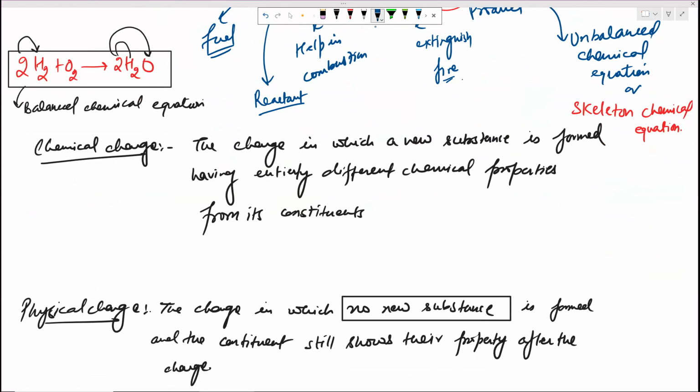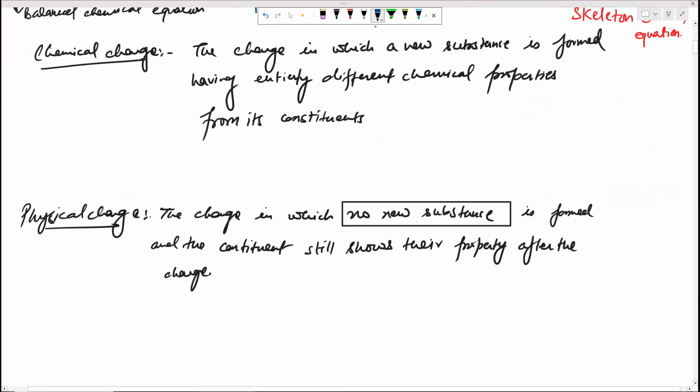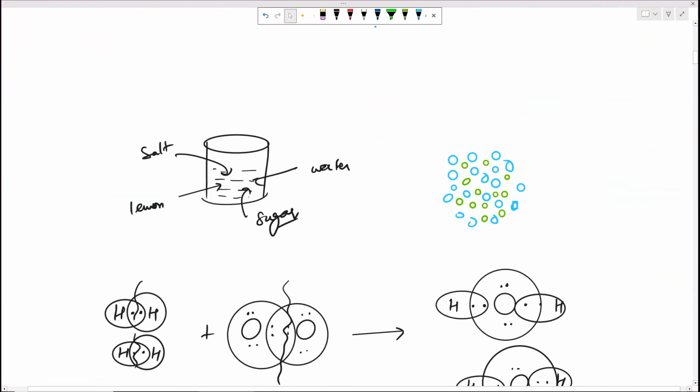Note it down, please. And the change in which no new substance is going to form: for example, if you take water and add some sugar to it, it will become sweet. Harshit? Yes, sir. Then you add some salt to it, it will give you the taste of both sugar and salt. I mean, it will be sweet as well as salty.